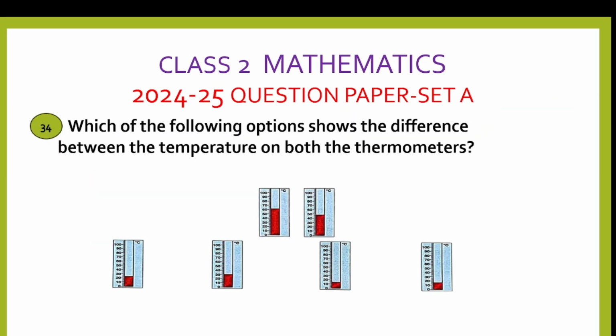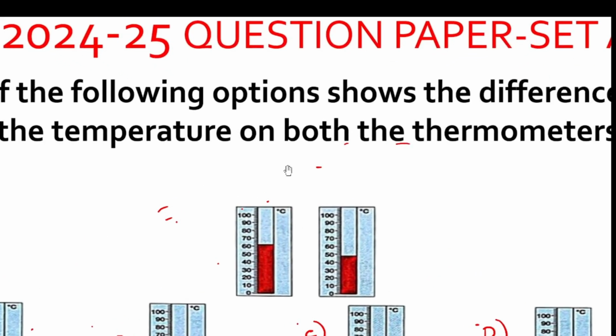Next question. Which of the following options shows the difference between the temperature on both the thermometers? So we have these two thermometers. We have to find out the correct option. Here the options are not labeled, so this is A, B, C and this is D. First, find out the temperature on these thermometers.